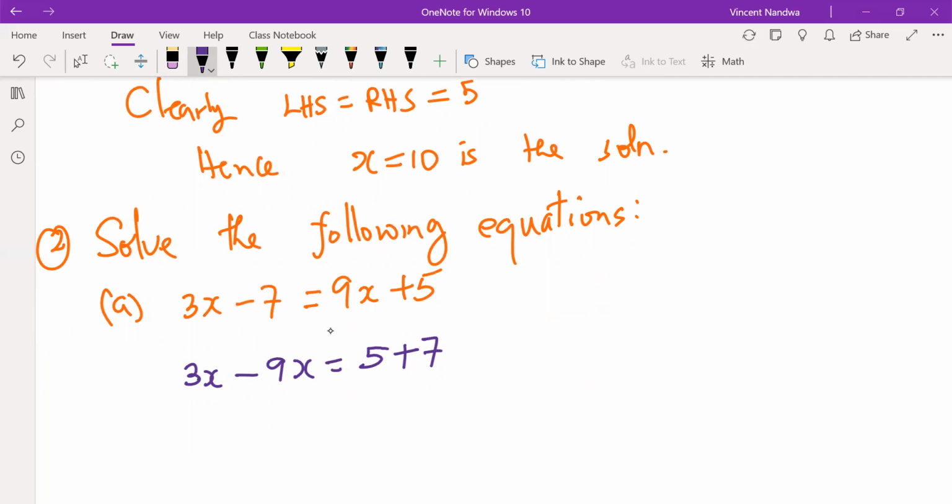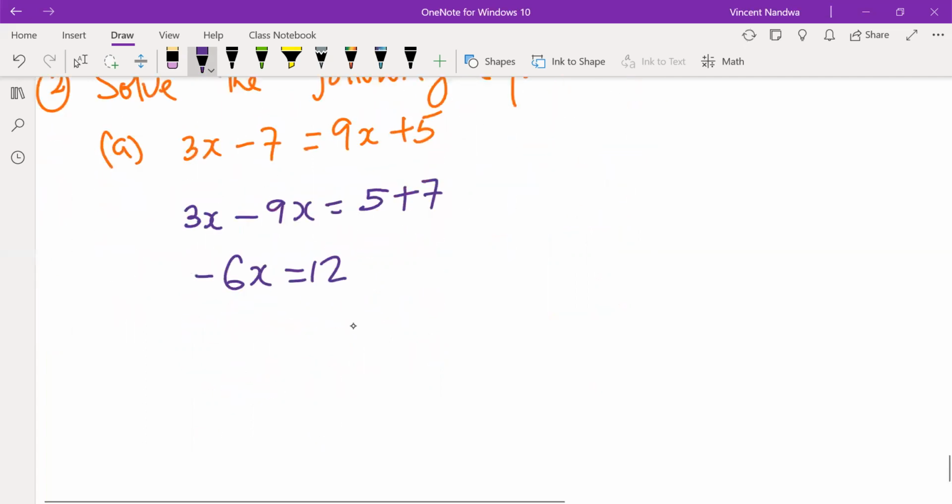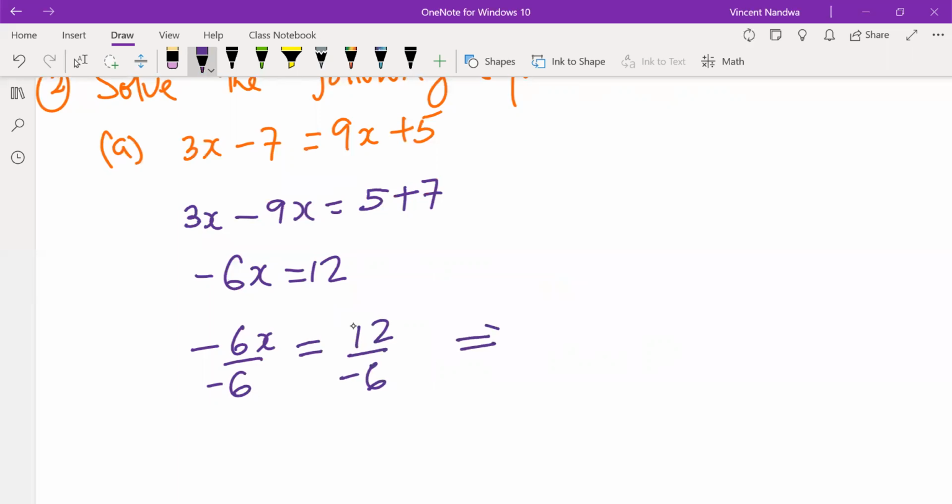So 3x minus 9x is minus 6x equals 12. So to get x, we'll have negative 6 over minus 6 equals 12 over minus 6, which means that x will be given by -2. So this is the solution to that given equation.